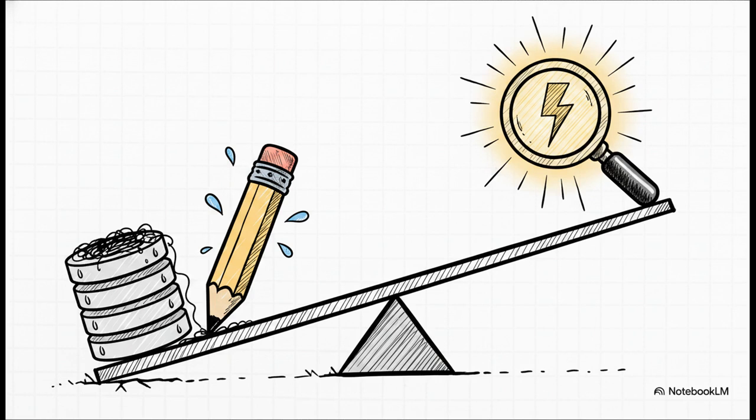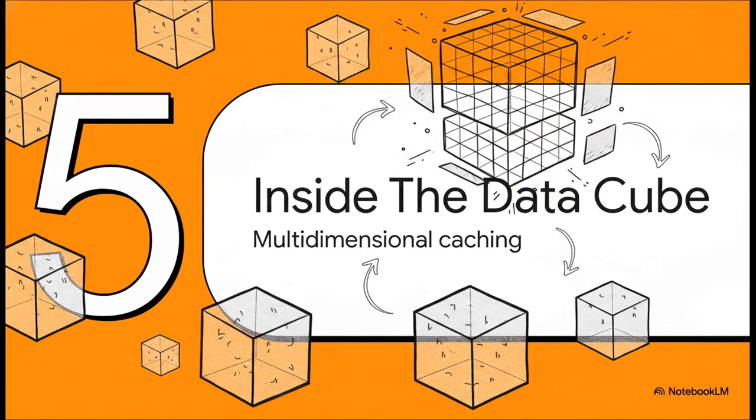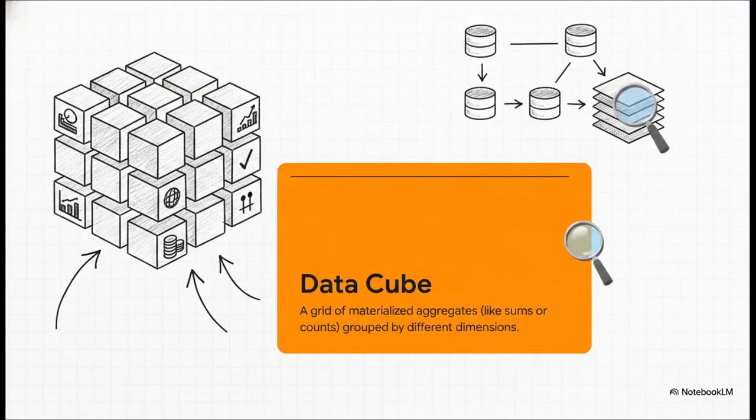Okay, so now that we've got a handle on materialized views, let's zoom in on a highly specialized application of this concept that forms the backbone of traditional business intelligence. Section 5. Inside the data cube. A data cube, which is frequently called an OLAP cube, is essentially a vast grid of materialized aggregates.